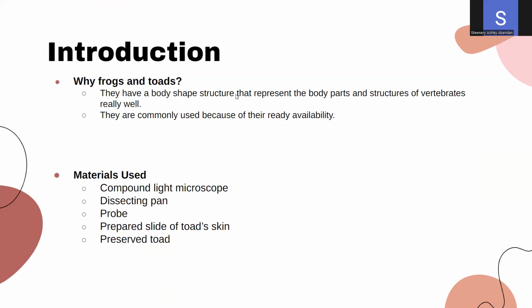Introduction, Background of Frogs and Toads. They are used in dissection because large bullfrogs and toads have a body shape structure that represents the body parts and structures of vertebrates really well, and they are commonly used because of their ready availability.